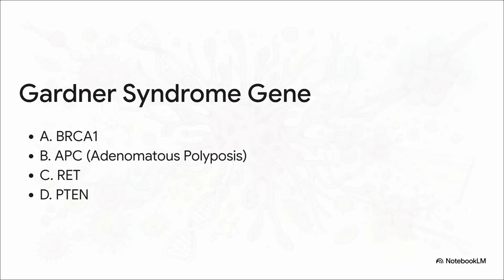Question 10. Which gene mutation drives Gardner syndrome, which is a FAP variant? A. BRCA1, B. APC, or adenomatous polyposis coli, C. RET, or D. PTEN? The answer is B.